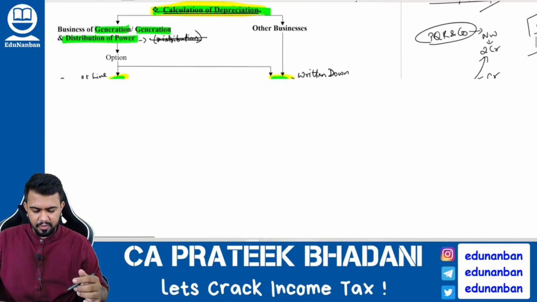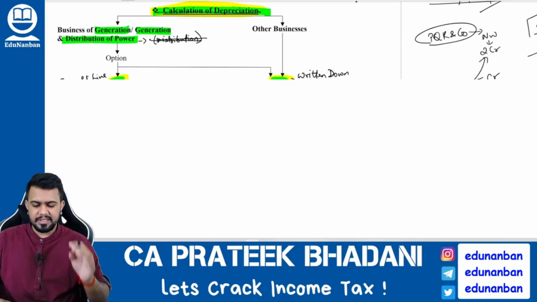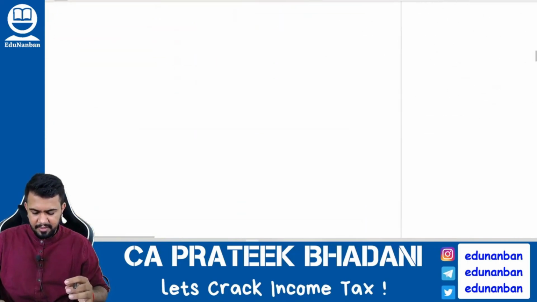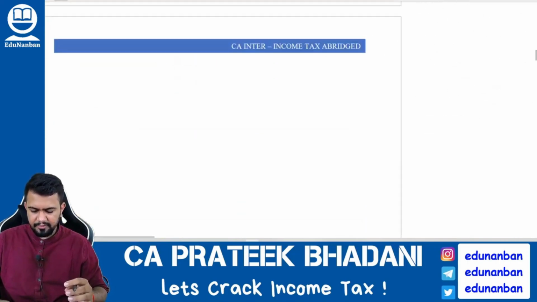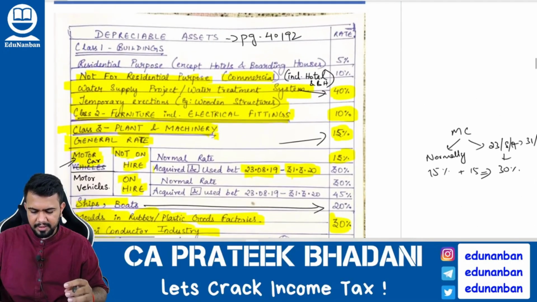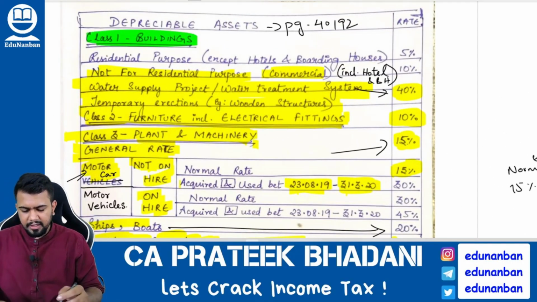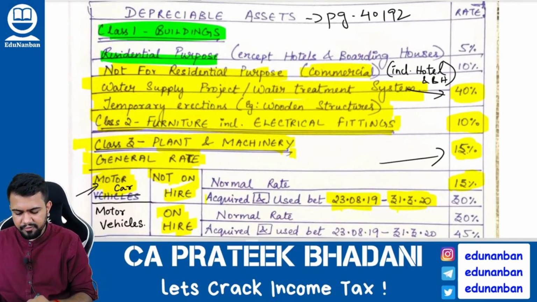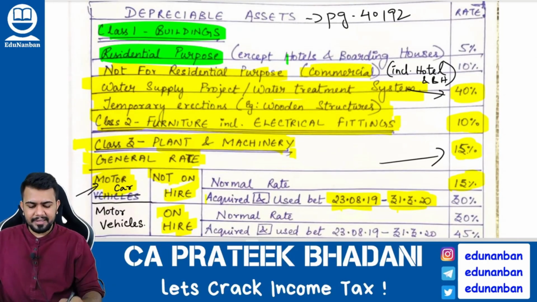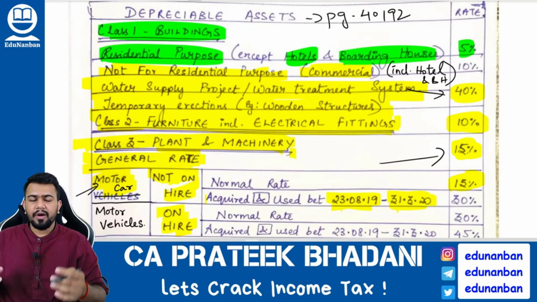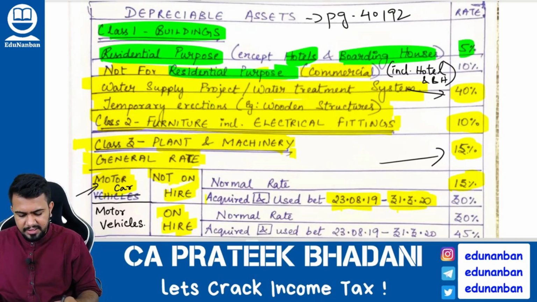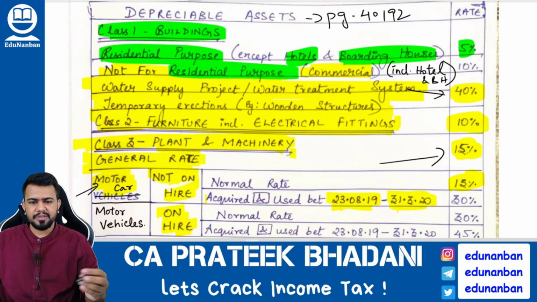Now let's come to the rate of depreciation for WDV method. Firstly, let us talk about building. The rate of depreciation for building used for residential purpose but other than hotel or boarding house is 5%. Then what about not for residential purpose? If it is used for commercial purpose, then the rate of depreciation is 10%.